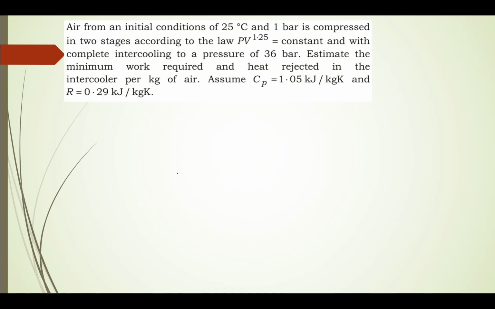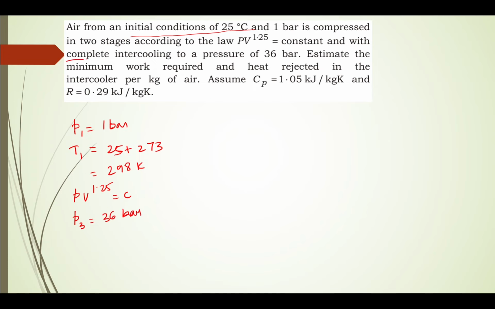We will use this formula and try to solve a problem. This is the problem given. Air from initial conditions of 25 degrees centigrade and 1 bar, so P1 is equal to 1 bar and T1 is equal to 25 plus 273, which is 298 Kelvin, is compressed in two stages. It follows the law PV power 1.25 is equal to constant, with complete intercooling to a pressure of, so P3 is given, 36 bar.